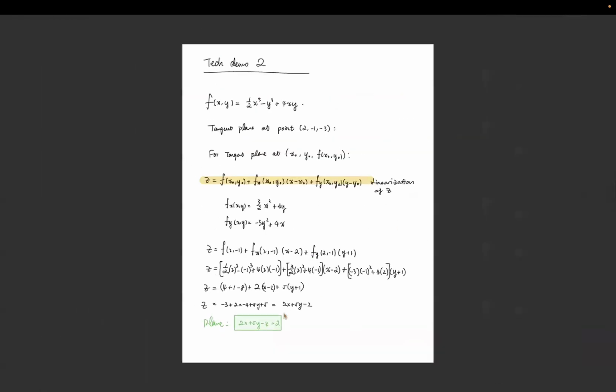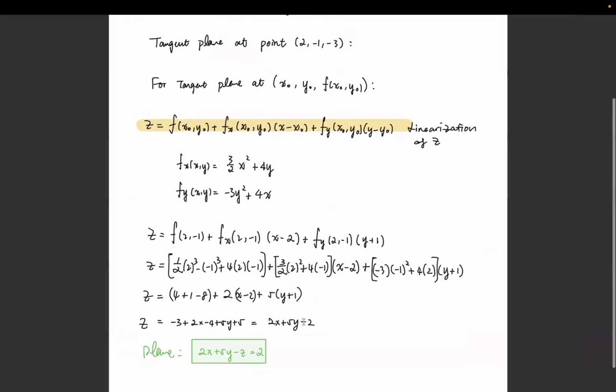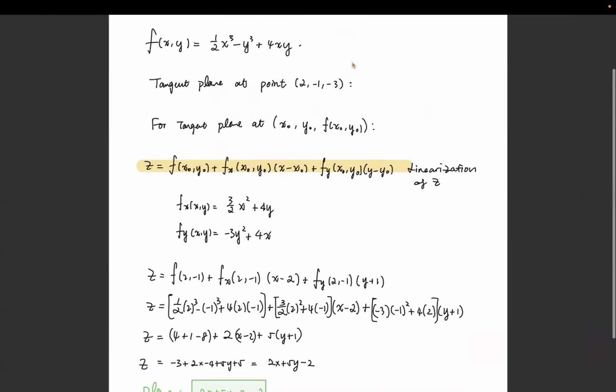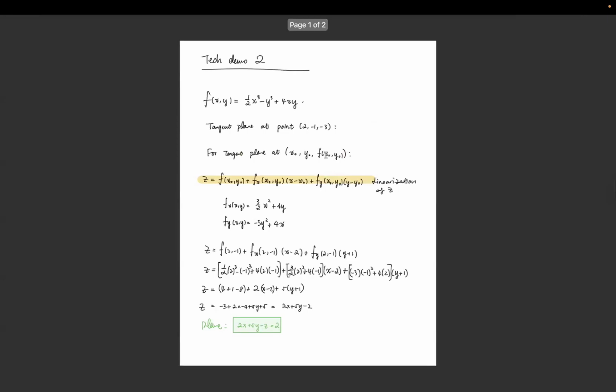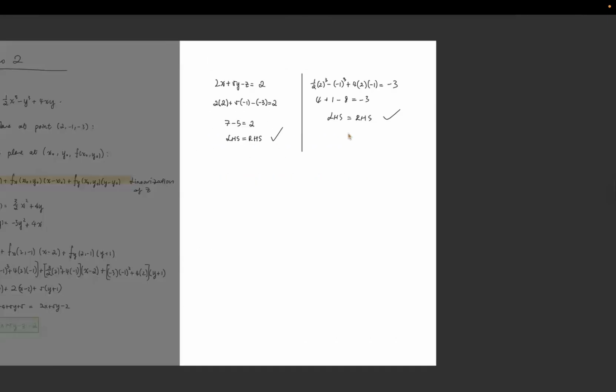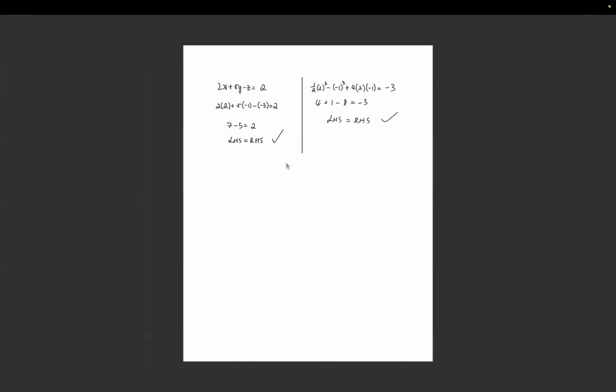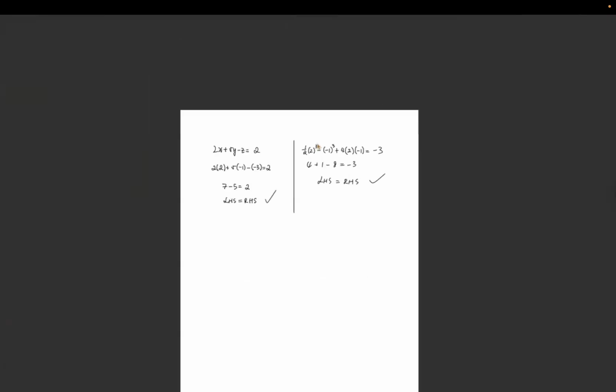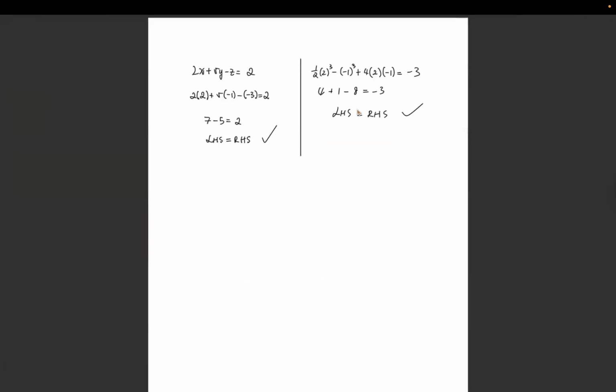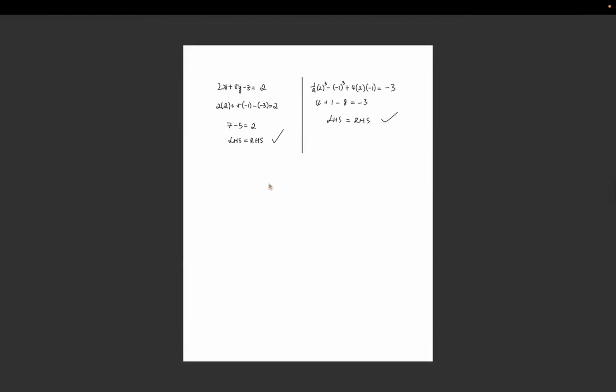And then we can do a sanity check if this plane and this surface both pass through this point. In order for them to be tangent at that point, they have to both pass through that point. By plugging in 2, -1, and -3 into both equations, you're going to get left-hand side equals right-hand side. And that is going to tell us this point might be the one that we're looking for, where this plane is tangent to this surface at this point.